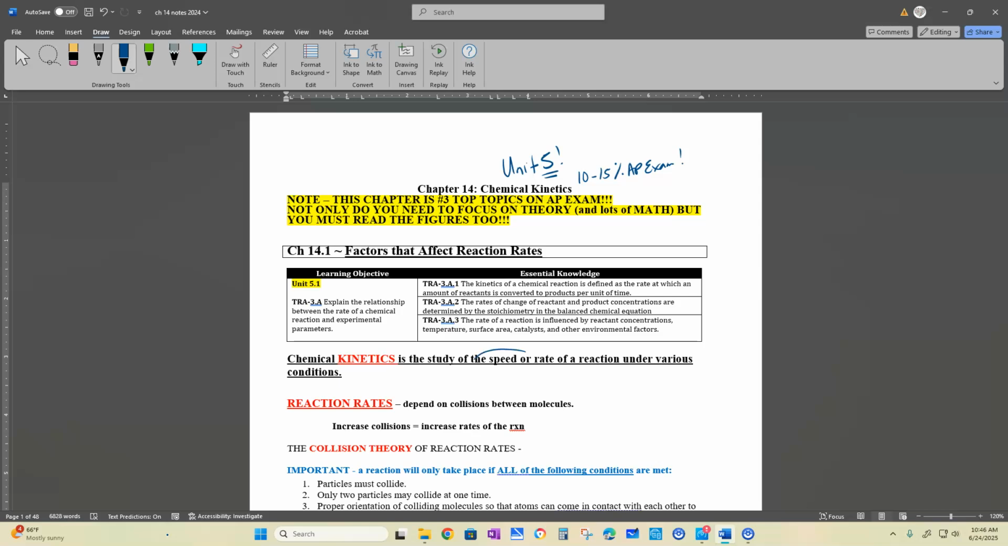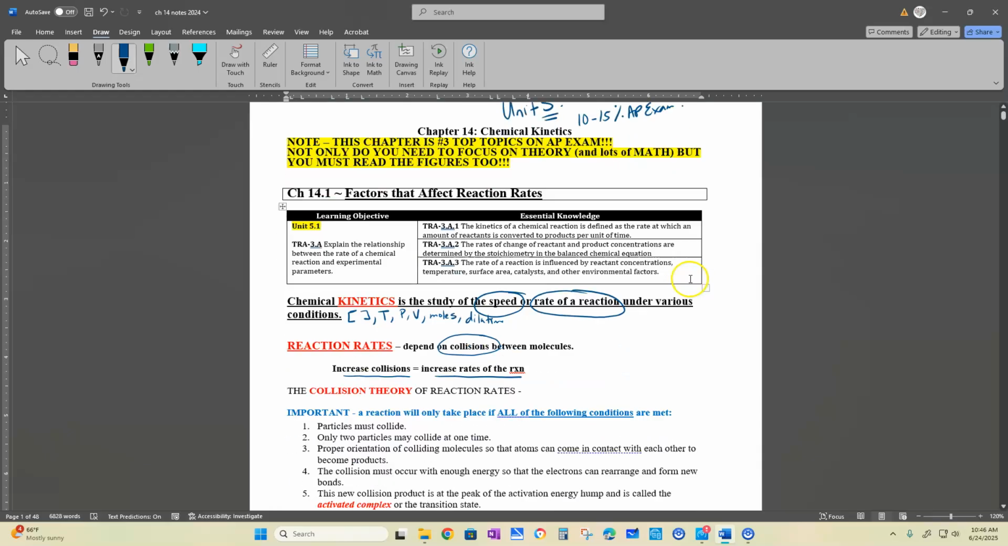Kinetics is the study of speed, or how fast a reaction occurs, by changing various conditions. The conditions we're going to be changing are concentration, definitely temperature, pressure, maybe some volume, even moles, doing dilutions. How fast can a reaction occur? Reaction rates depend on collisions. You need collisions in order to have a reaction. So the more collisions you have, the faster the reaction. So we have something called the collision theory of reaction rates.